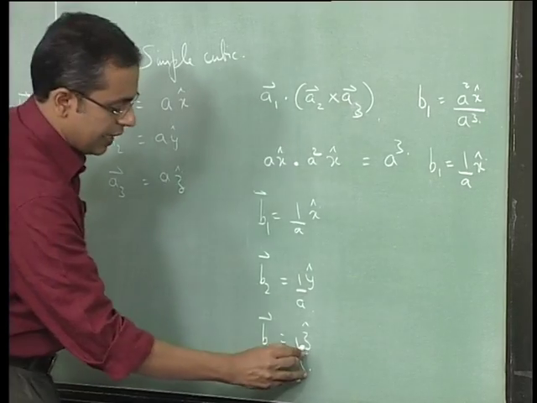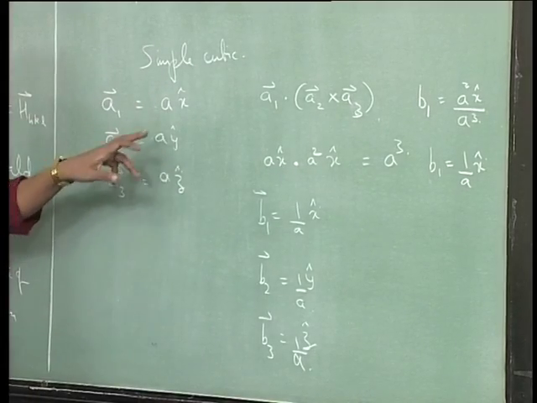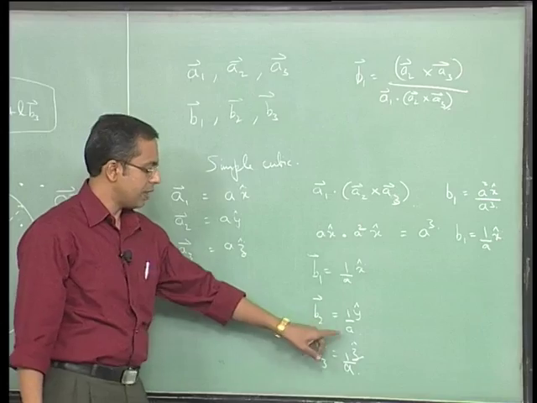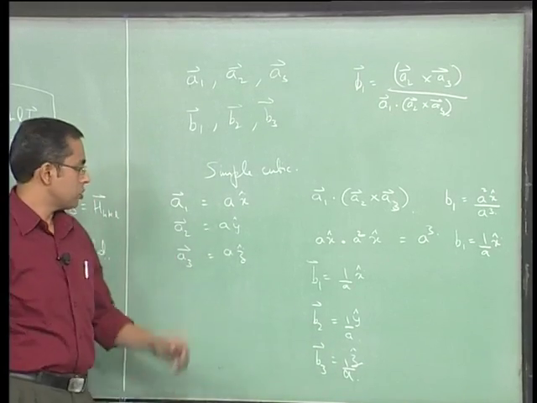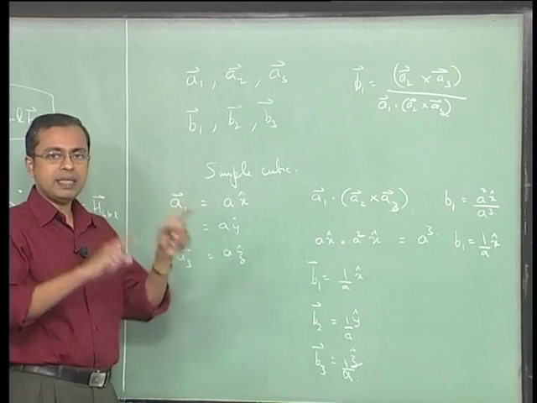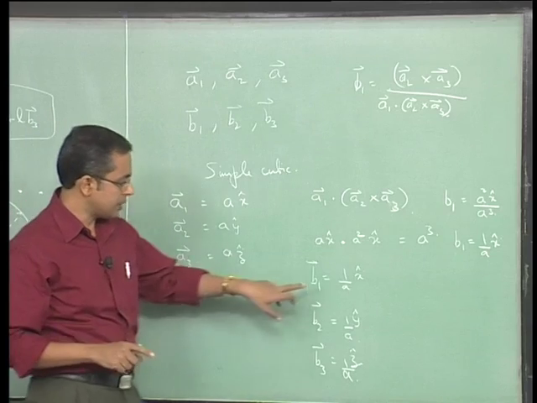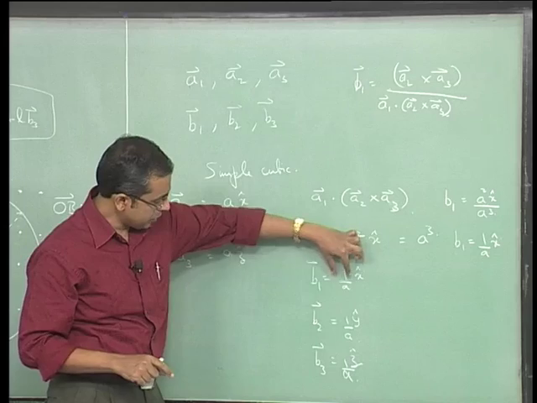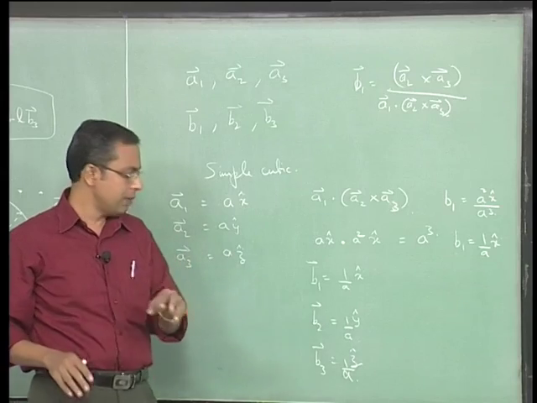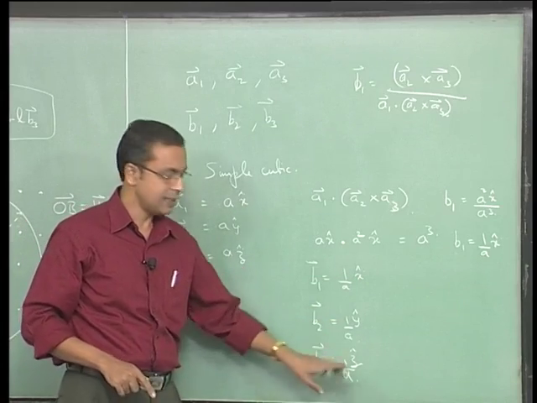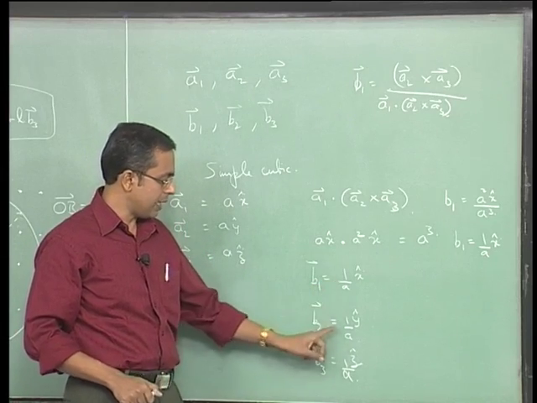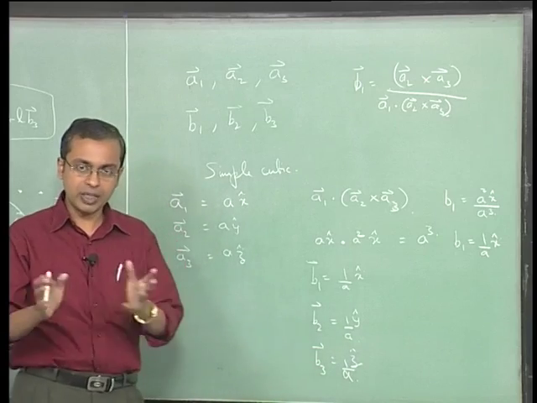So what do we have here? The directions are still x, y and z, the unit vectors are still in the x, y and z directions, and the magnitudes have become 1 by A, 1 by A, 1 by A. So if you take a simple cube of side A, its representation in reciprocal space will continue to be a simple cube, because the magnitudes are the same. We have 3 mutually perpendicular directions x, y and z, along which we are travelling the same distance 1 by A. So we continue to have a cube.